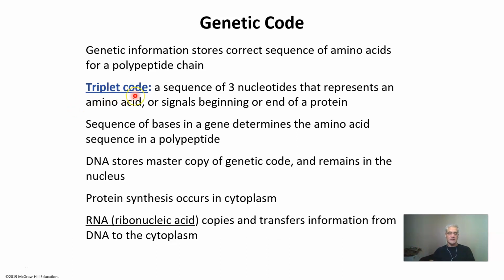So finally it was hit upon, well, if we had 3 bases in a row, that would allow us to code for 64 different amino acids. So you've got overkill there, but you have to have at least 3. So long story short, it was figured out that this is called a triplet code. A series of 3 bases on DNA, 3 in a row, code for 1 amino acid to make a protein. The sequence of the bases in a gene determines the amino acid sequence in a polypeptide.